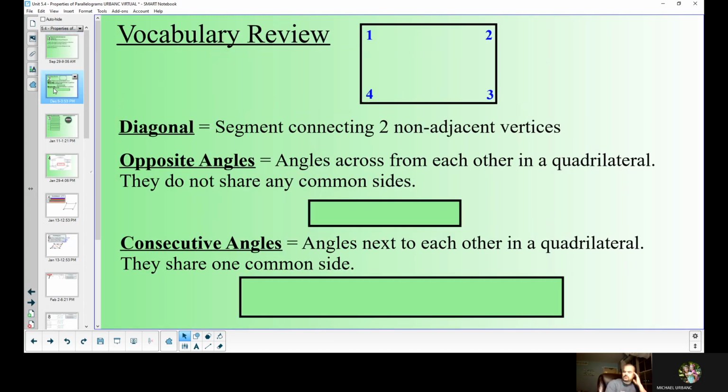Before we do that, though, we need to do a little vocab review of things we've covered. One of these is new from this unit, and the other 2 we pretty much talked about at some point this year. So the first vocabulary term we're going to talk about is what a diagonal is. We looked at diagonals in different shapes and how a diagonal is just a segment that connects 2 non-adjacent vertices.